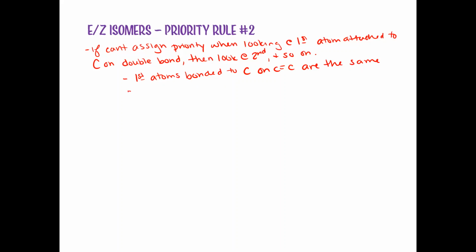You look until you see the first point of difference between the two groups. And you still go off of the atomic number to assign priority.